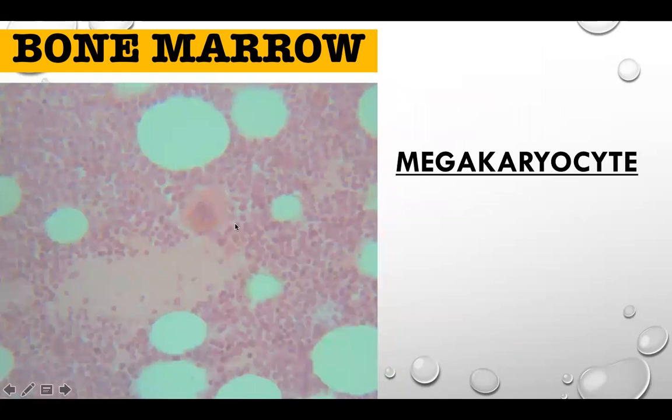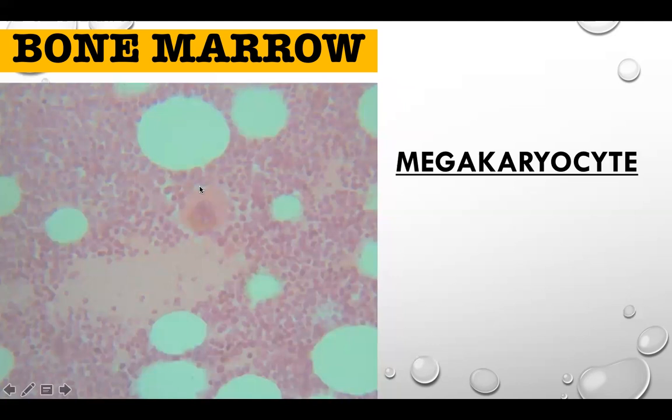Encircled, the cell pointed right now is the megakaryocyte. This is a stage of platelet development, or thrombopoiesis, wherein fragmentation of the cytoplasm of the megakaryocyte being pointed right now would result in platelets.